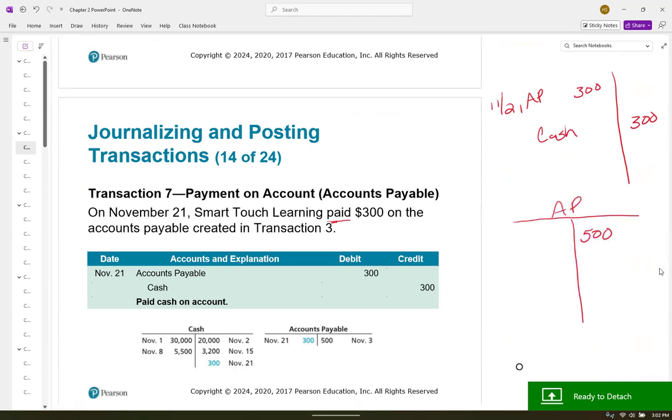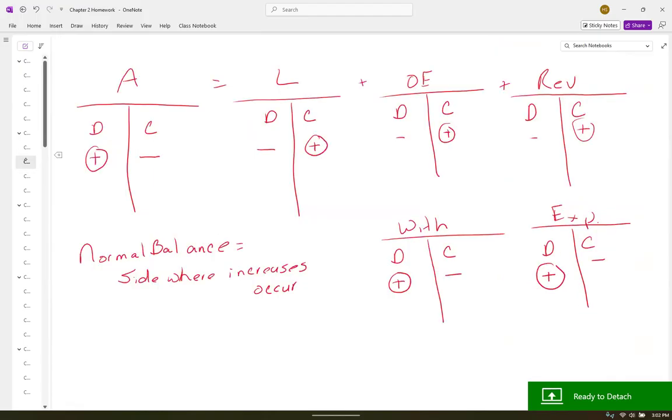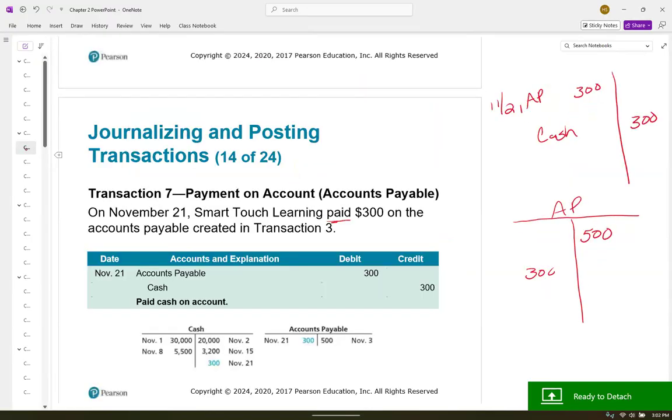Okay. We debited accounts payable because we're making it go down. If we look at our debit and credit rules, if we want to decrease that liability, we are going to debit it. They don't ask us just yet, but we could draw a line. Anytime I draw a line at the bottom of the T account, that just means total. And there would only be $200 that we owed them.